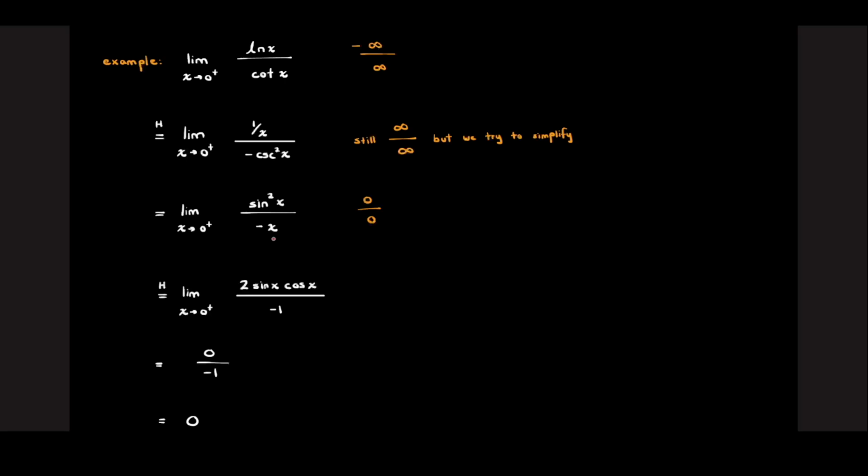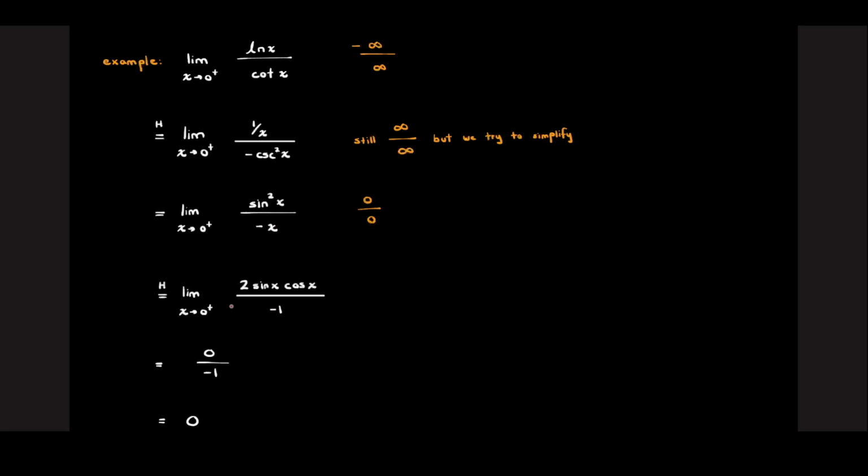So when we apply L'Hopital's rule this time, to differentiate the top, you have to use power rule with chain rule. So we get, you bring the exponent down, you keep the inside function the same, and then you multiply by the derivative of the inside function, which is cosine x. That's the derivative of the numerator. The derivative of the denominator is just -1.